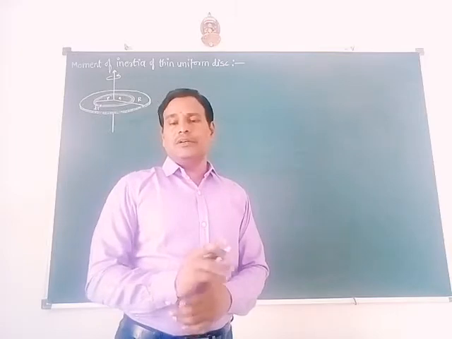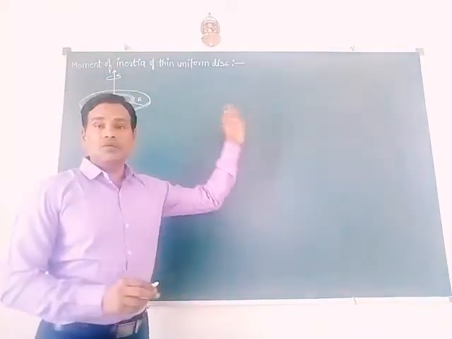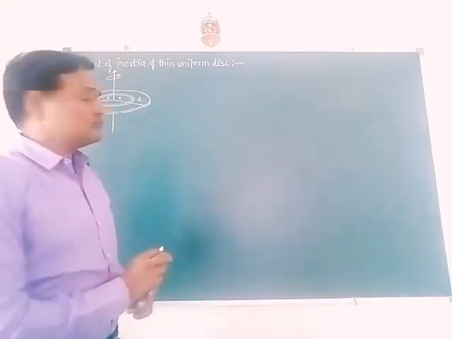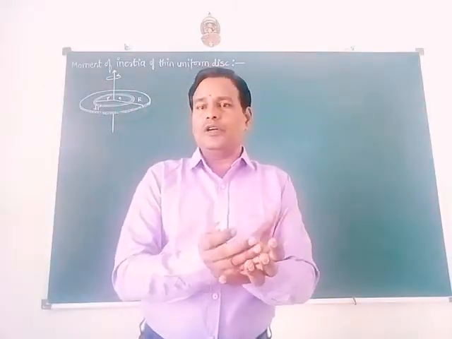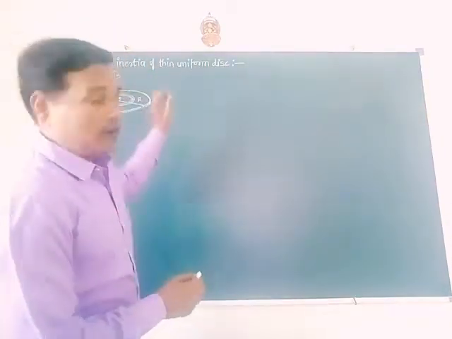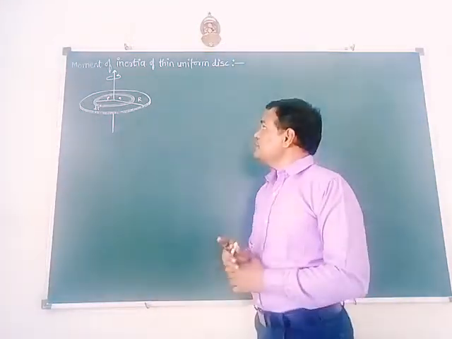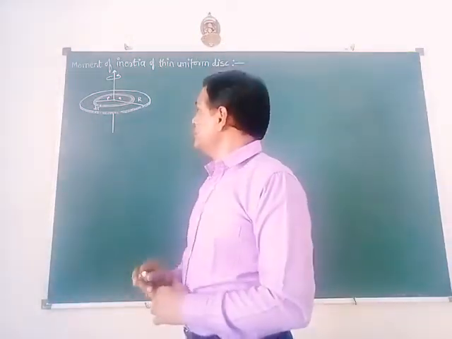One of them is given in your book. It is the moment of inertia of a thin uniform disc. A disc is a regular shaped body, it is circular one. Again, it must be uniform and thin. So the moment of inertia of such a thin uniform disc we have to obtain.